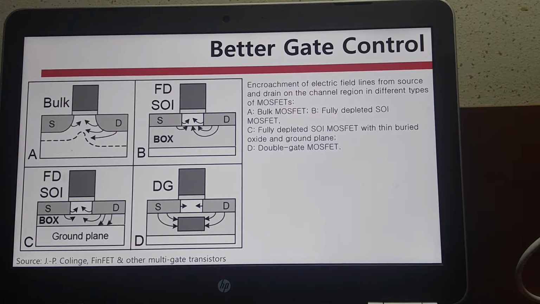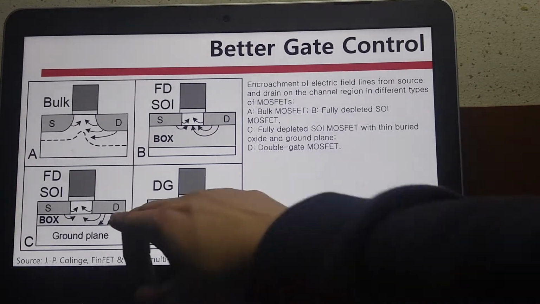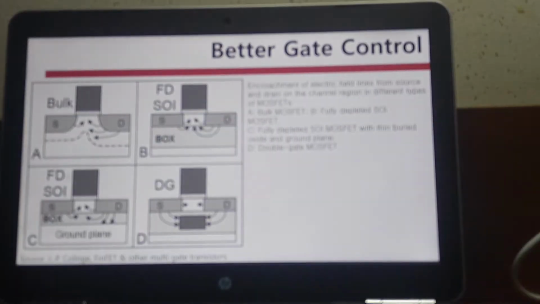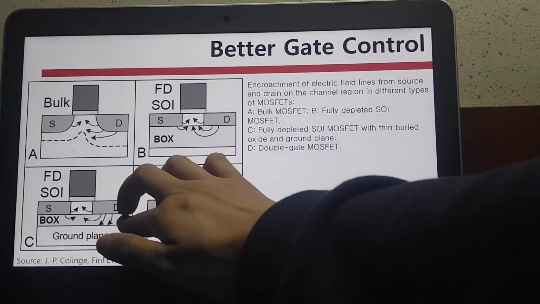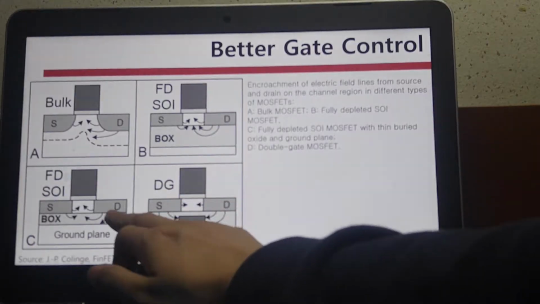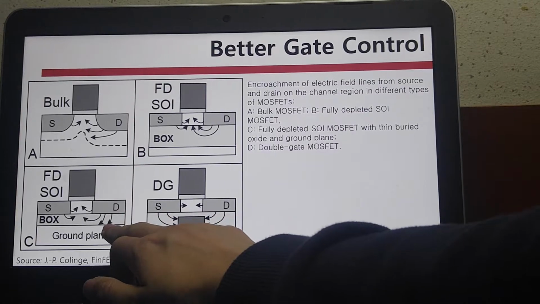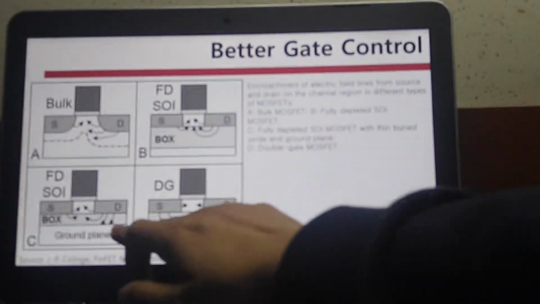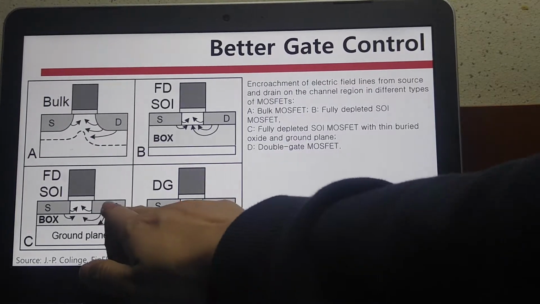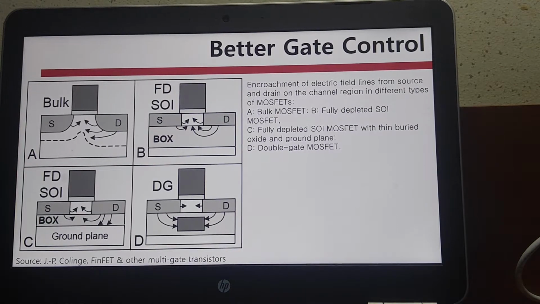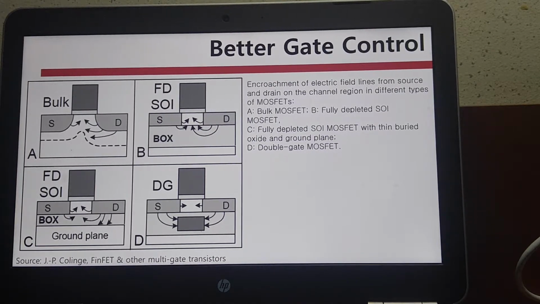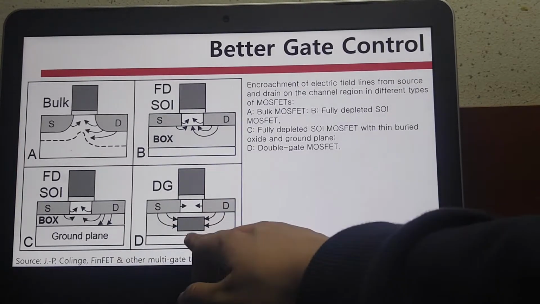For C, as you see in this diagram, there are a BOX here and a ground plane. The BOX should not be too thin, because if it is too thin, fringing electric field could occur, and the role of the ground plane is shielding the fringing electric field. Each structure is effective, but random dopant fluctuation could occur. The ground plane also could be used as a back gate, which is heavily doped, which is similar to D here.